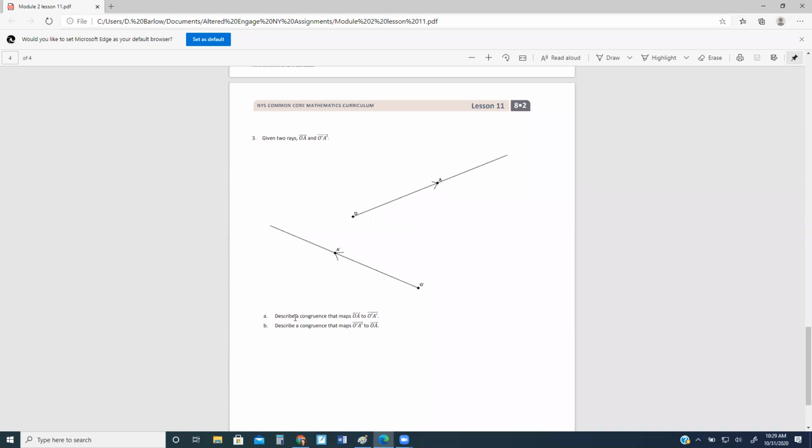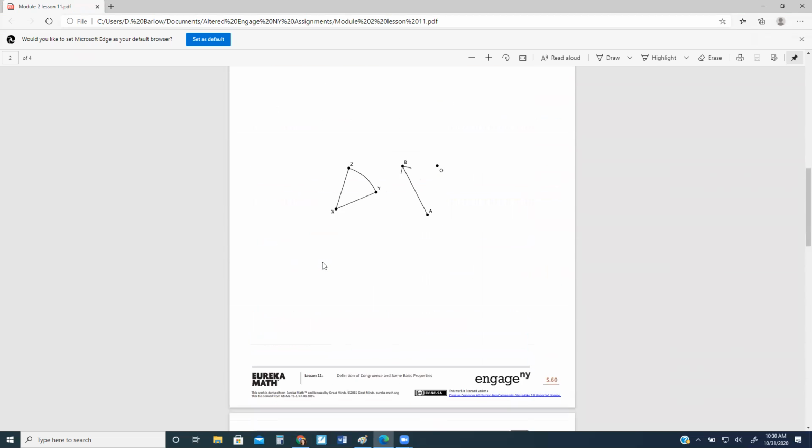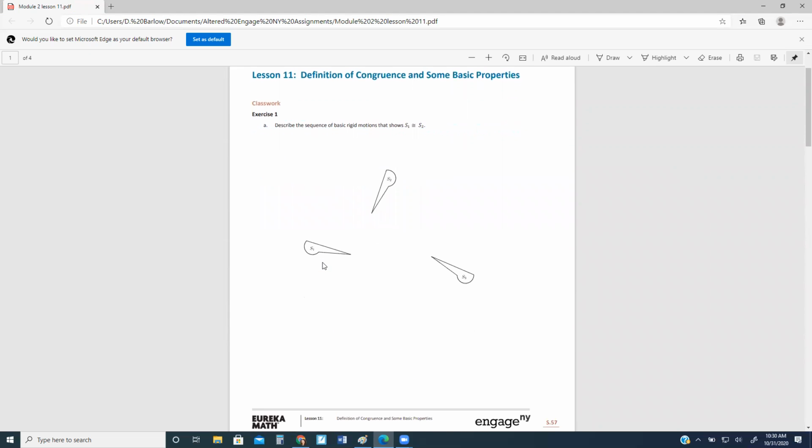And then we've got these two rays. Tell me how you're going to map OA onto OA', and then tell me how you're going to map OA' back to OA. And it's going to be a little bit different, right? One of them you might rotate first and translate, and then the other one. But this is kind of a review from the last unit, heading into this next unit.